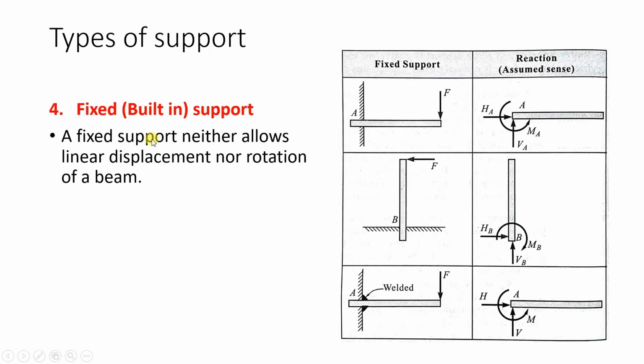Next we will see fixed support. It is also called built-in support. Fixed support neither allows linear displacement nor rotation of a beam. What is a beam, we will see. So this horizontal member, you can see, is a beam. Now this A is fixed support. In fixed support we have three reactions, HA, VA and moment about point A. So this is called fixed support.